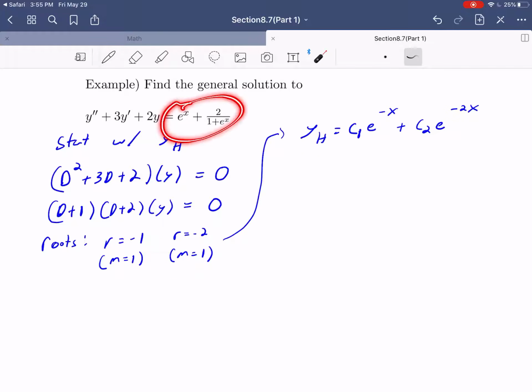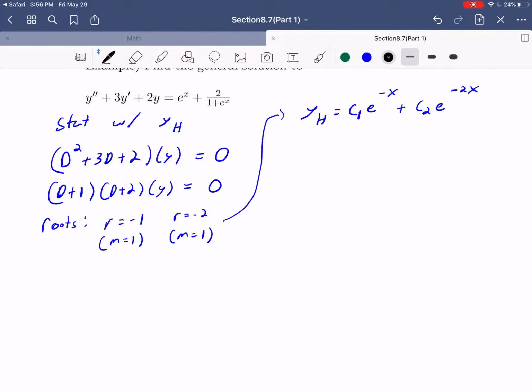So does this mean that we should use variation of parameters for the whole thing? Well, not really. What we can do is find a particular solution for this part and a particular solution for this part, and then sum those particular solutions together, and it'll give us our overall particular solution. In other words, this will be an example where we actually combine the method of the annihilator with the method of variation of parameters.